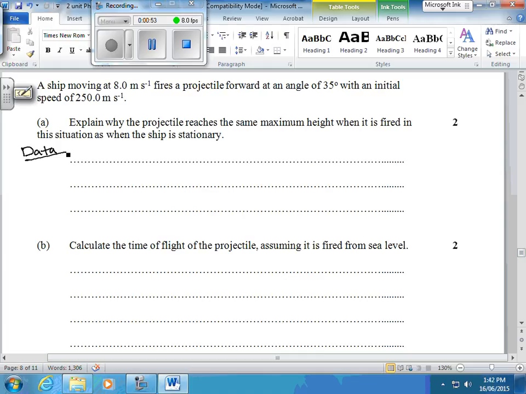What I have is a ship, and I'll just take a line like that. It fires a projectile at the same angle, which happened to be 35 degrees, and it was 250 meters per second. So that's the actual diagram. I don't need to worry about the 8 meters per second because we're only worried about the vertical motion, so what I'm worried about is UY. UY is 250 sine 35.